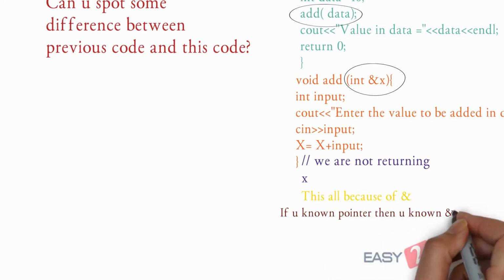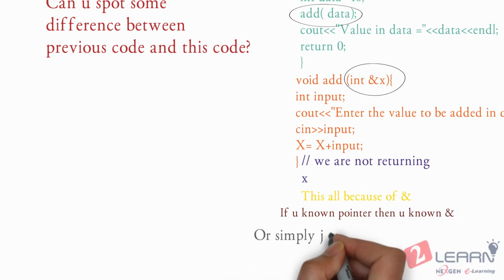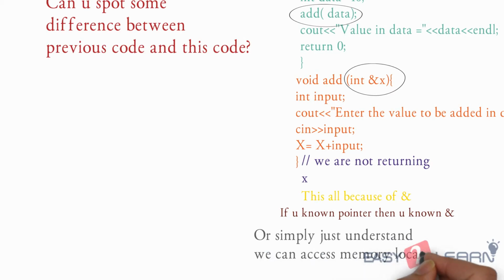Ampersand is called as address operator. If you are familiar with pointers, then you know all about the address operator. Or simply, if you don't know about the pointers, just understand that we can access memory locations with help of ampersand operator.